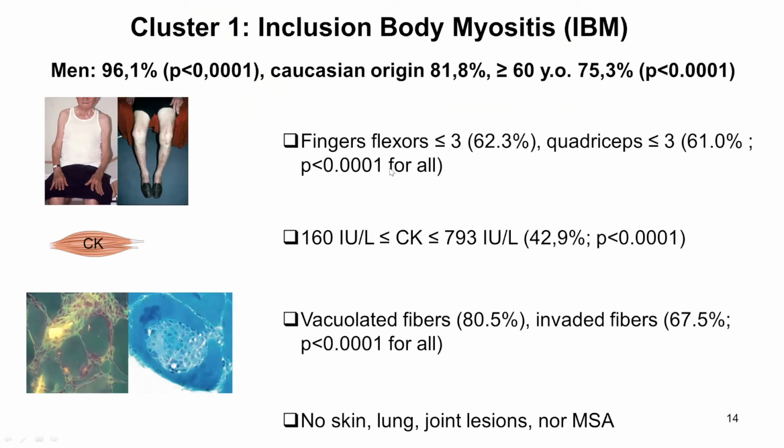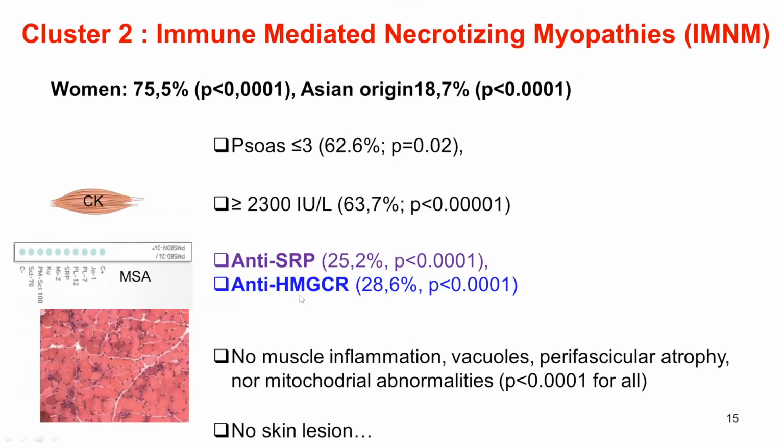They have finger flexor weakness, quadriceps weakness, moderately elevated CK levels, and on the pathological side, vacuolated fibers, and no skin, lung, or joint lesions, nor myositis-specific autoantibodies. The second cluster is the one of the immune-mediated necrotizing myopathies.